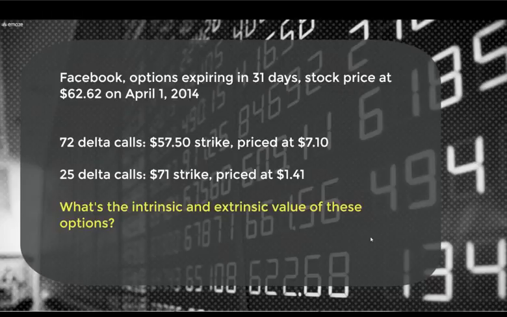So $1.41 to $7.10, yeah, it's about 5 times more than the one option compared to the other, but you're increasing your chances of success. By going further out and buying the cheaper option, you are decreasing your chances of success dramatically.